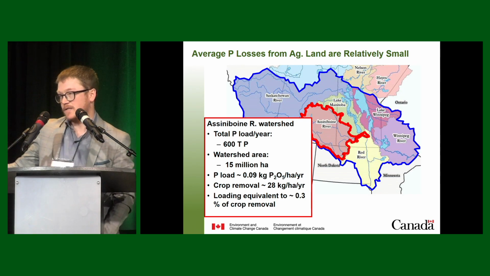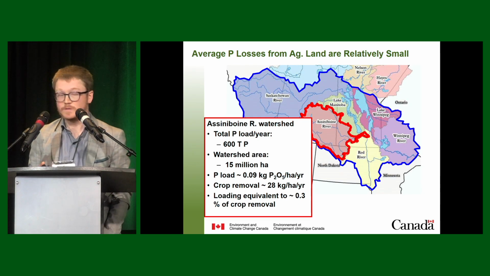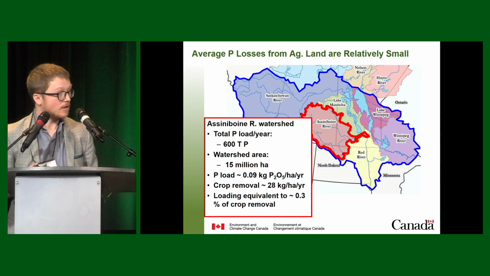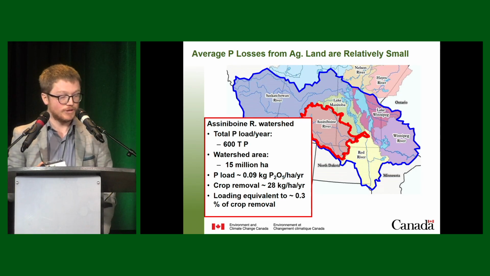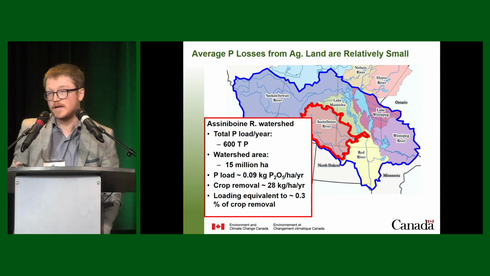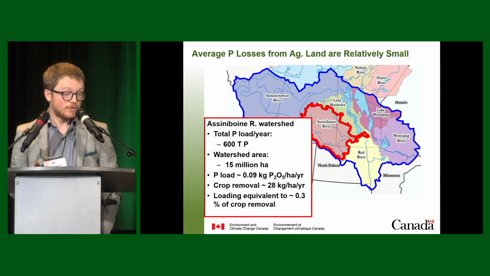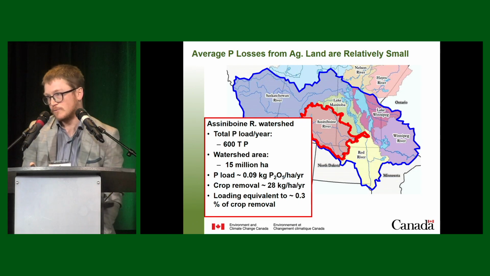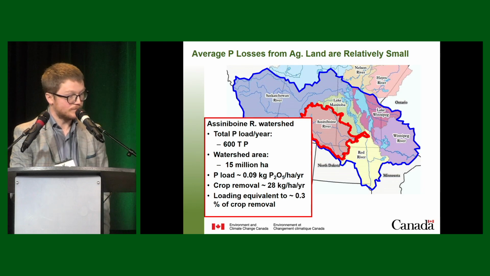And this is distributed over a watershed area of 15 million hectares. So you can do some quick math and see that the phosphorus load is approximately 0.09 kilograms P2O5 per hectare per year. And when we consider this in light of average crop removal of about 28 kilograms of P2O5 per hectare per year, we can see that that loading equivalent is approximately 0.3% of crop removal. So essentially insignificant in agronomic terms.